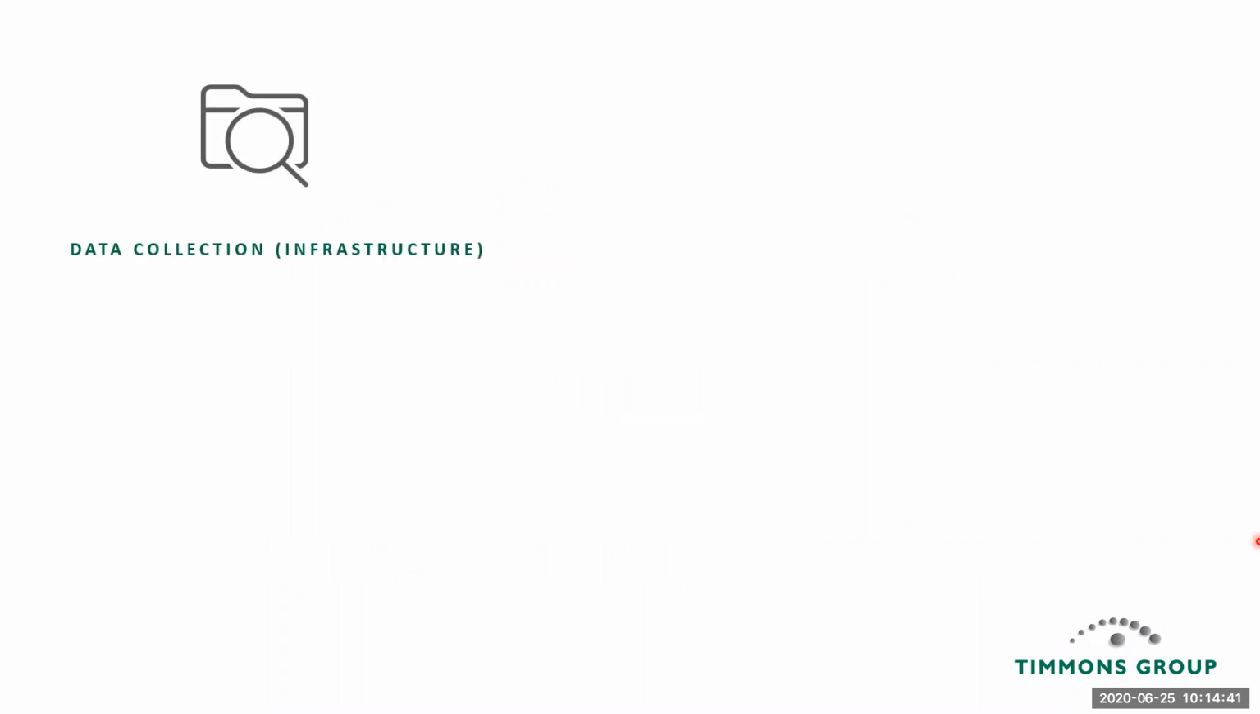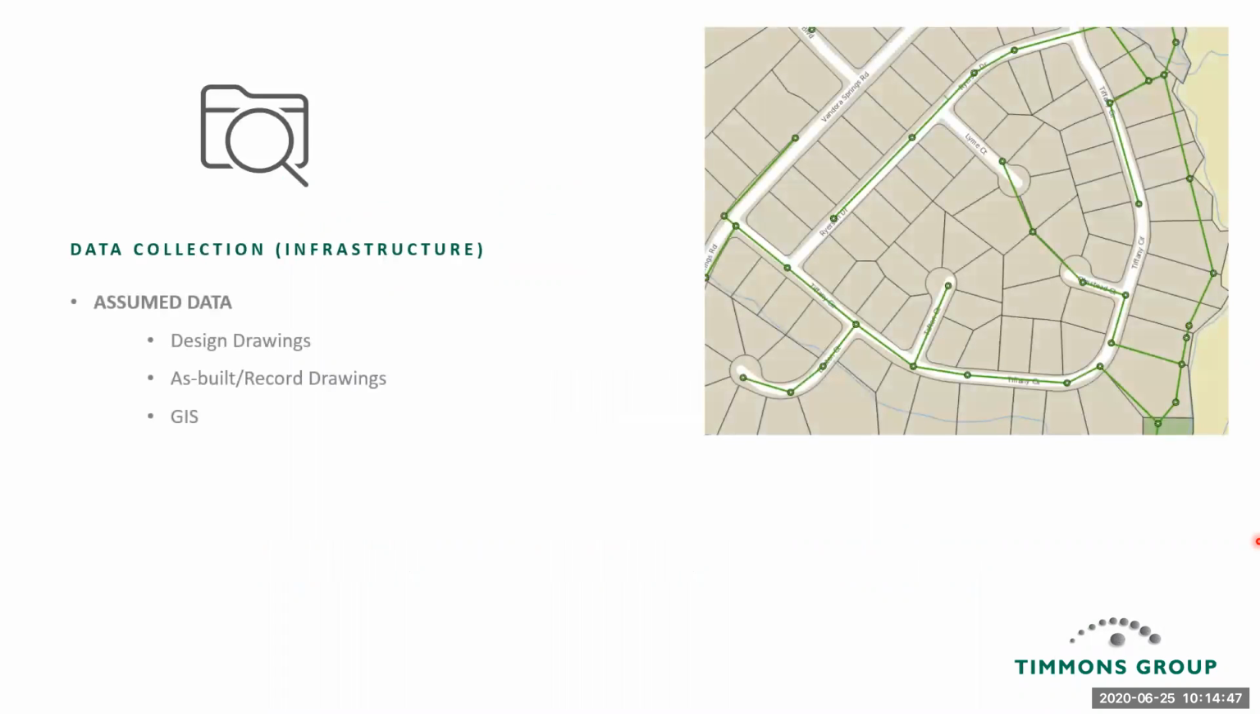So data collection for the infrastructure, the information that we will need to determine its absolute capacity. There's two main types of data. There's assumed data, which would be things like design drawings or as-built record drawings, or GIS. These are assumed because just because things were drawn a certain way on a plan set does not mean that that's exactly how they were installed. Or things may happen, settling between structures may change the slope of a gravity sewer. And then obviously GIS is approximate. It's a great tool, but it's approximate, rarely trusted for true capacity studies.